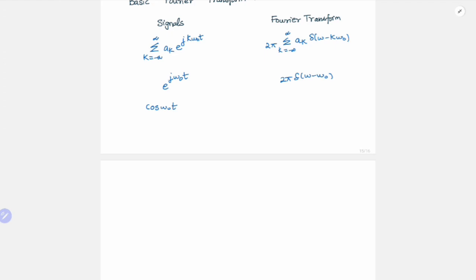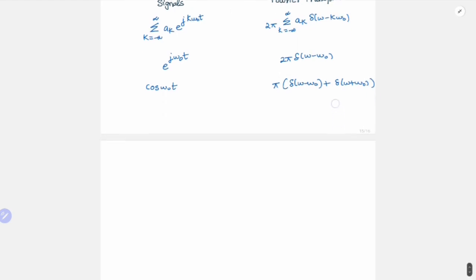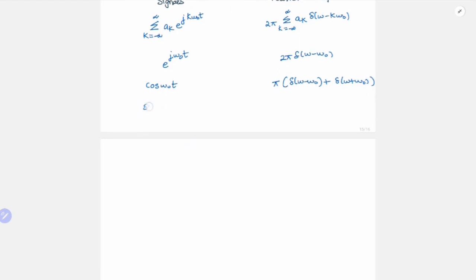So what about cos omega naught t? Cos omega naught t will have two terms, right? e power j omega naught t and e power minus j omega naught t, and they will have a coefficient of 1 by 2. So this is nothing but pi into delta of omega minus omega naught plus delta of omega plus omega naught, right? And what about sine omega naught t? This is again the same, but we have 1 over 2j and also a minus sign. So pi by j into delta of omega minus omega naught minus delta of omega plus omega naught.